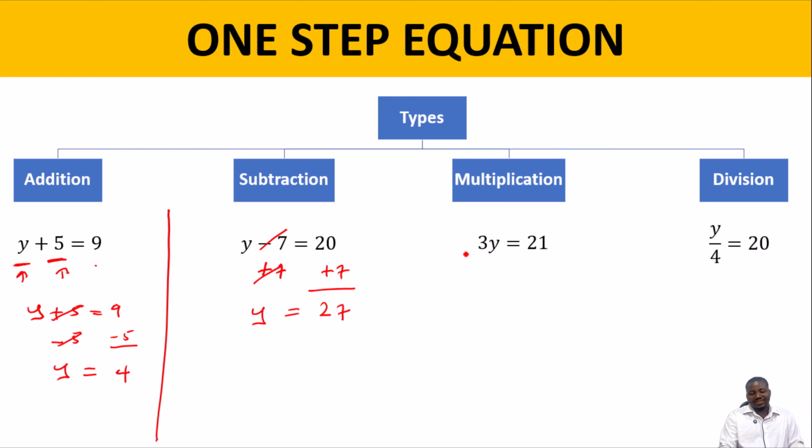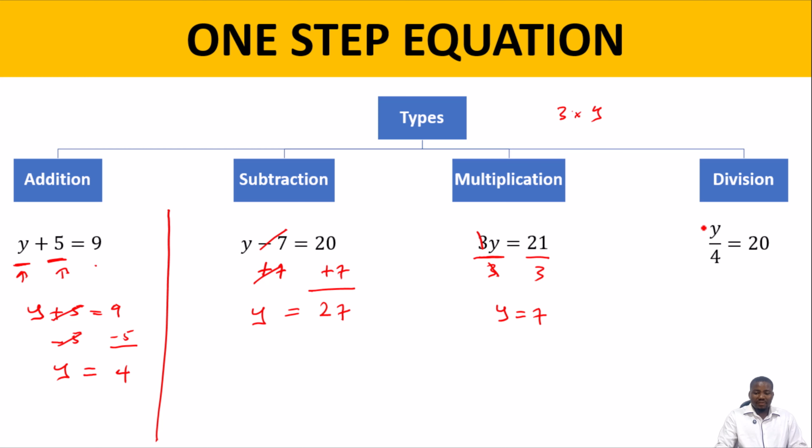So in the case of multiplication, 3y is just to say 3 multiplied by y. So to get rid of this 3, we divide by 3, and anything we do to one side, we have to do to the other side of the equation. So divided by 3. So 3 can divide 3, and 21 divided by 3 is 7. So y equals 7. Light work.